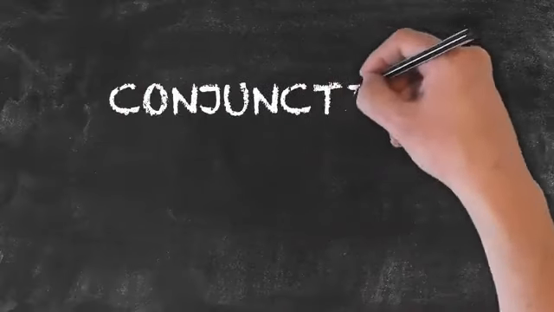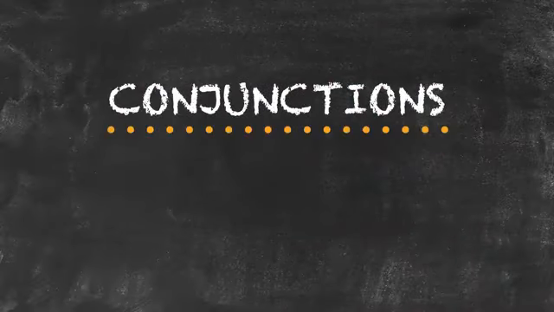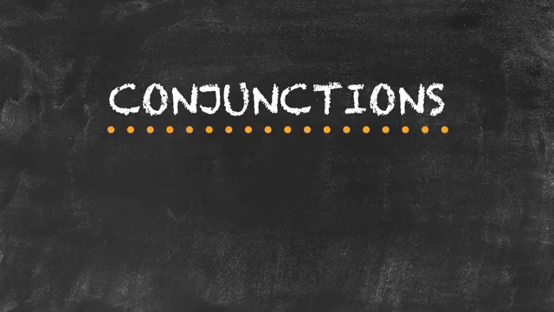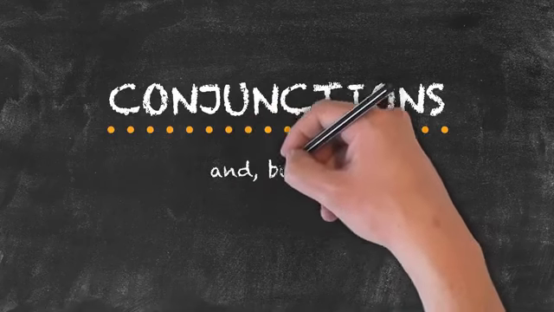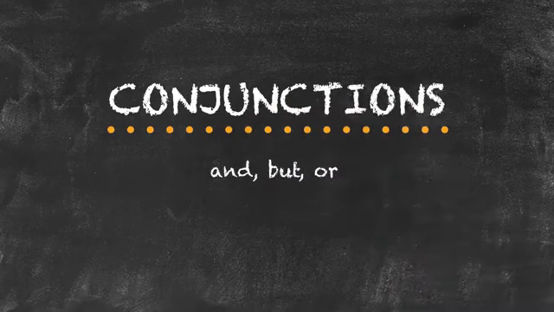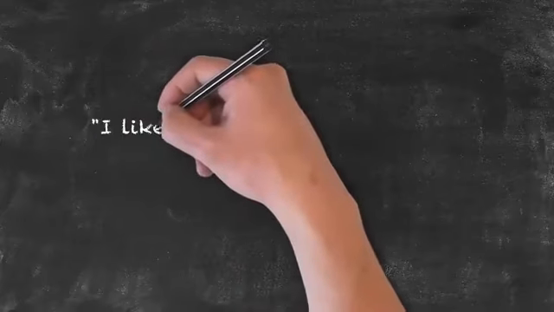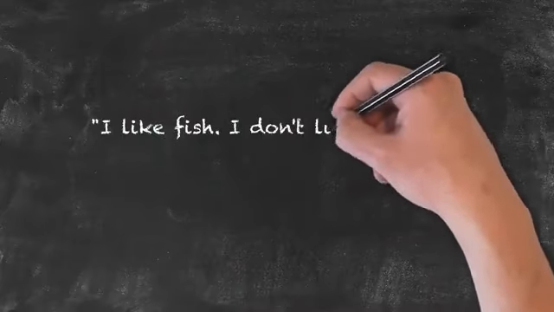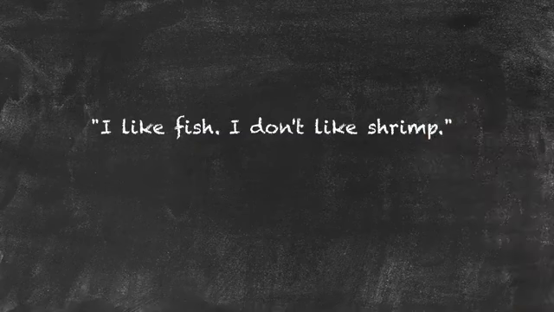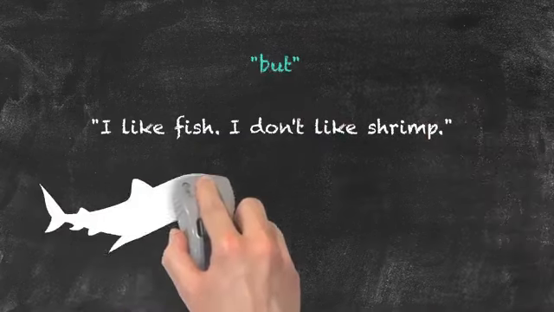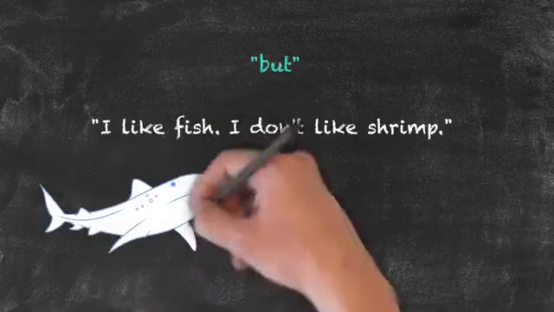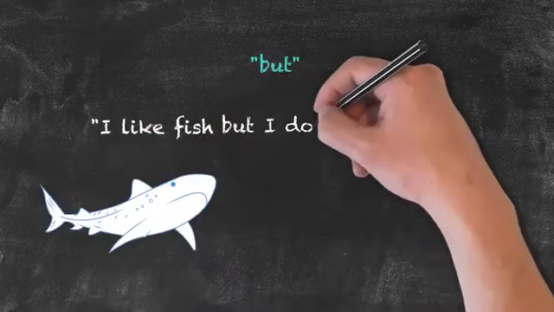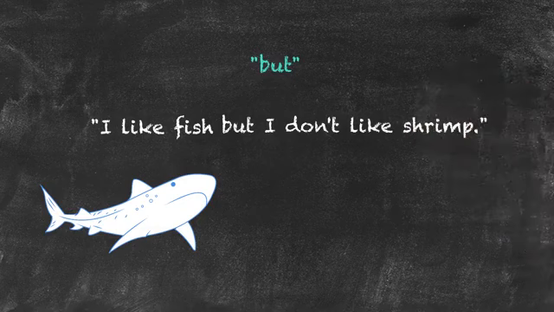And finally, let's take a look at our conjunctions. Conjunctions are linking or joining words. For example, and, but, and or. Take these two sentences. Independent clauses, I like fish, I don't like shrimp. We would use but in here, and we could easily make one sentence. I like fish, but I don't like shrimp.